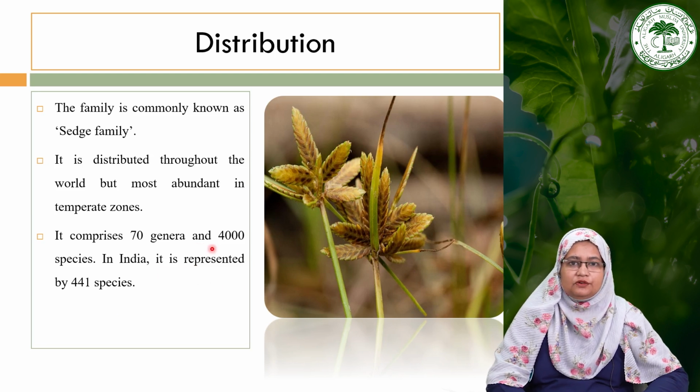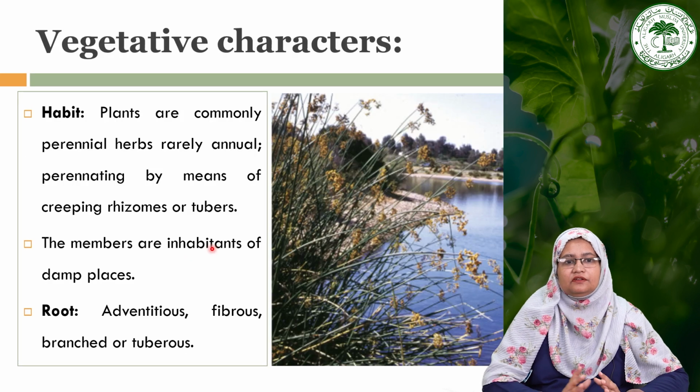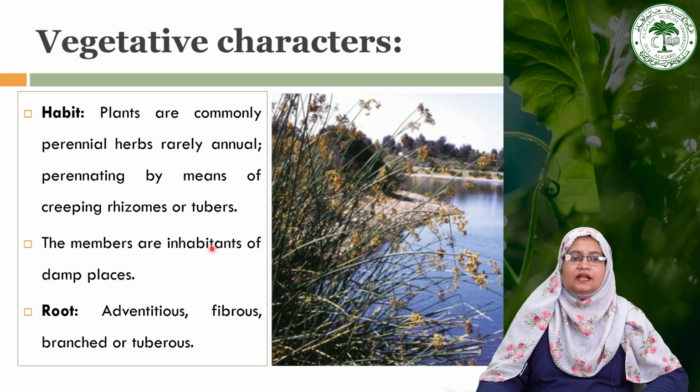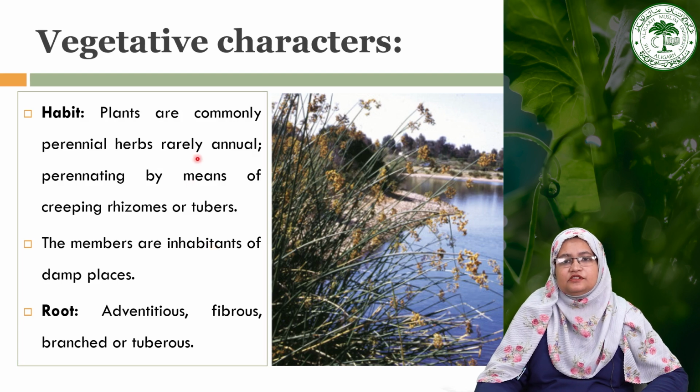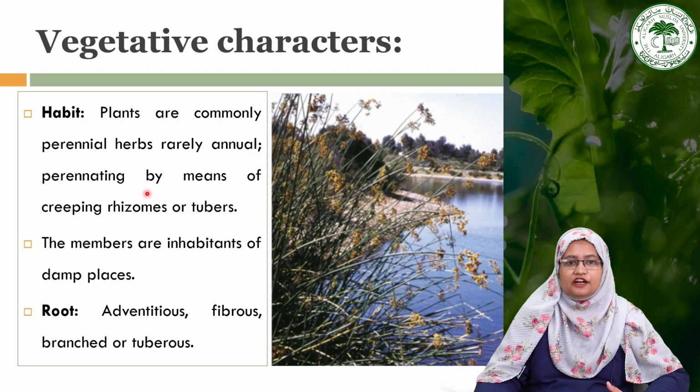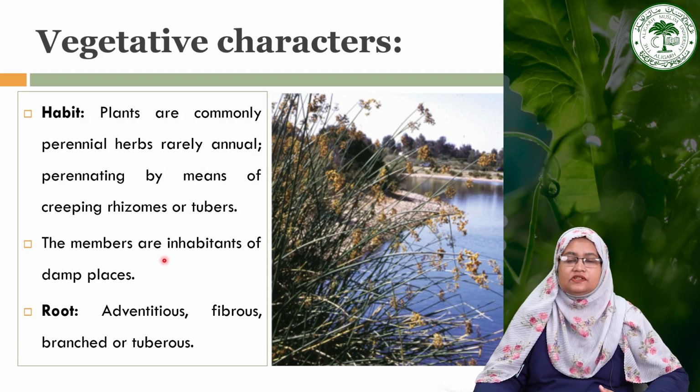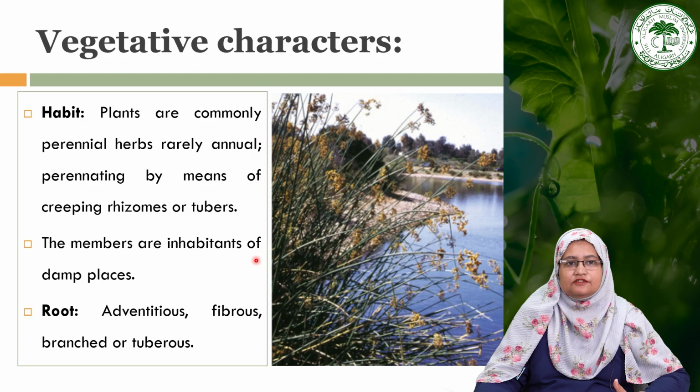Now moving towards the vegetative characters of this family. If we see the habit, plants are generally perennial herbs, but sometimes they may be annuals. They perennate by means of creeping rhizomes or tubers, and the members are inhabitants of damp places, as we can see in these images. This shows the habit of the plant in the Cyperaceae family.